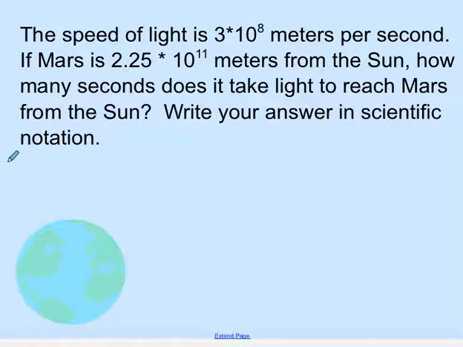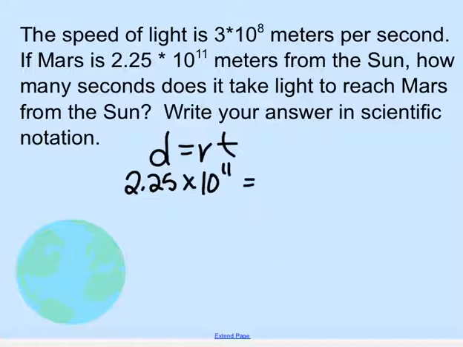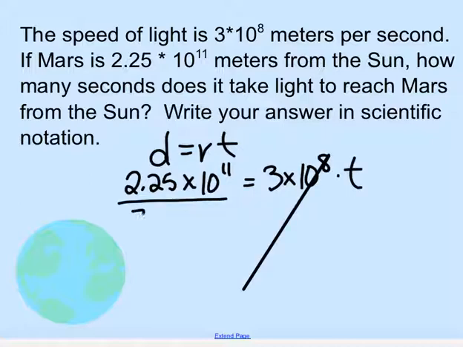All right, and the speed of light is 3 times 10 to the 8th meters per second. If Mars is 2.25 times 10 to the 11th meters from the sun, how many seconds does it take light to reach Mars? And this is just like the other one. We are going to take our distance equals rate times time, and we put in our distance as 2.25 times 10 to the 11th, equaling my rate of 3 times 10 to the 8th, multiplied by time. So we're going to divide by 3 times 10 to the 8th.